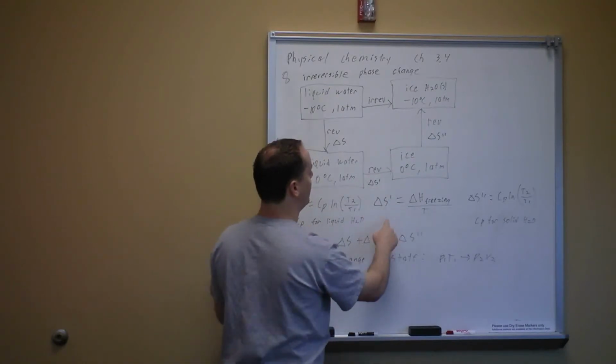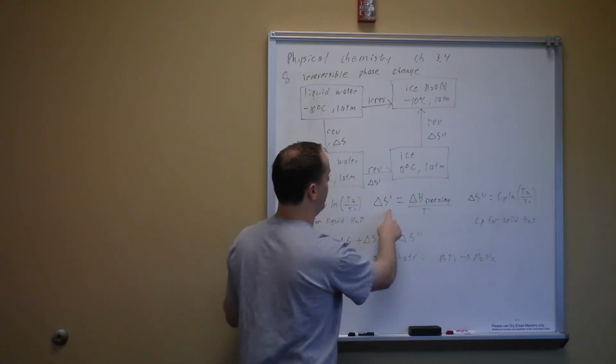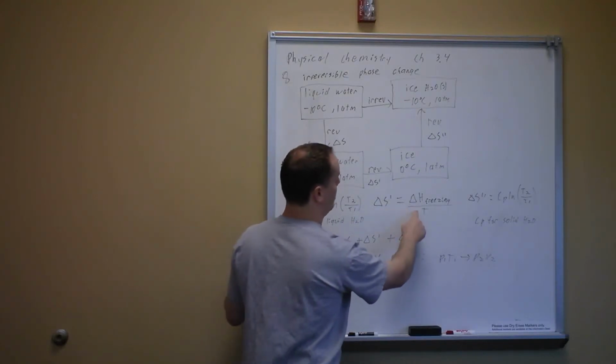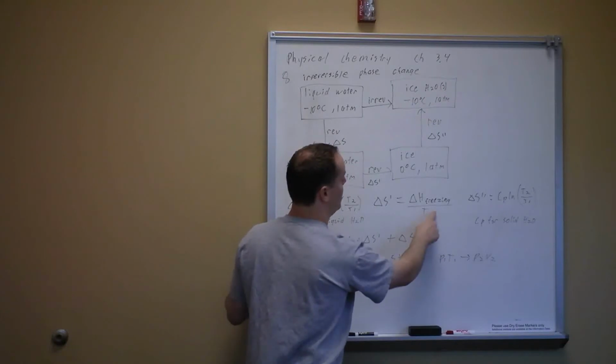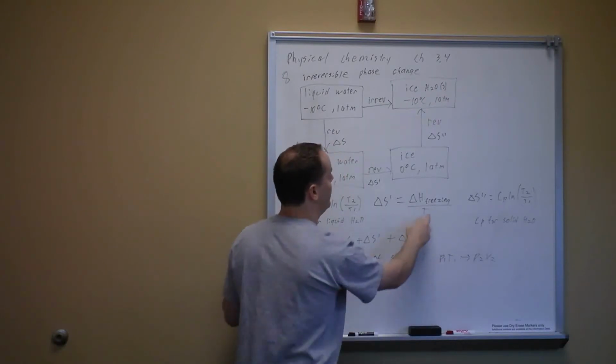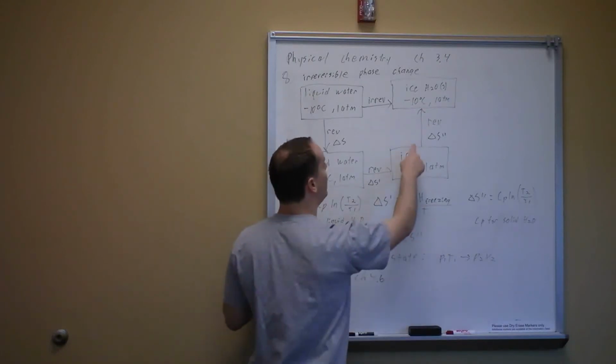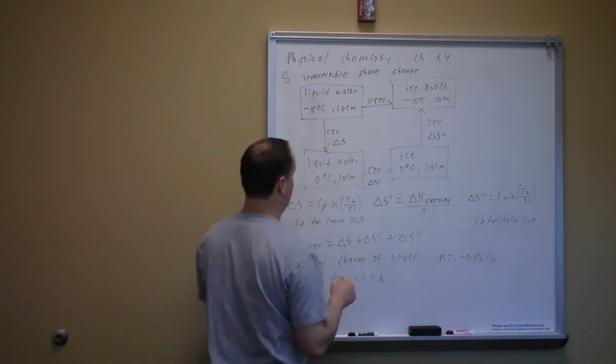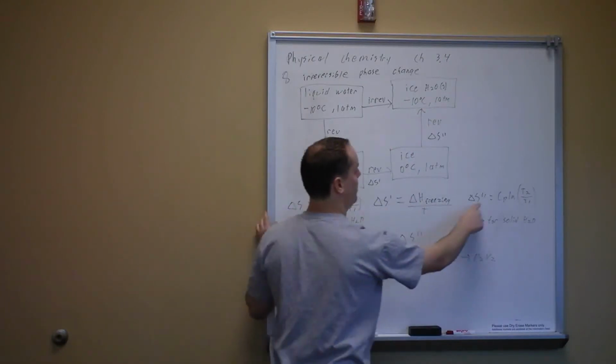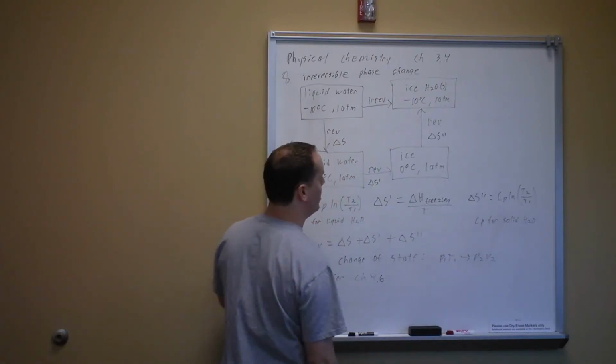Then for the actual freezing, we showed before already that delta S for that is equal to the change in enthalpy of freezing, the latent heat of freezing, divided by temperature, obviously. And then, cooling it back down, we already showed before, it's the same formula, basically. Just make sure you put in the correct temperature.